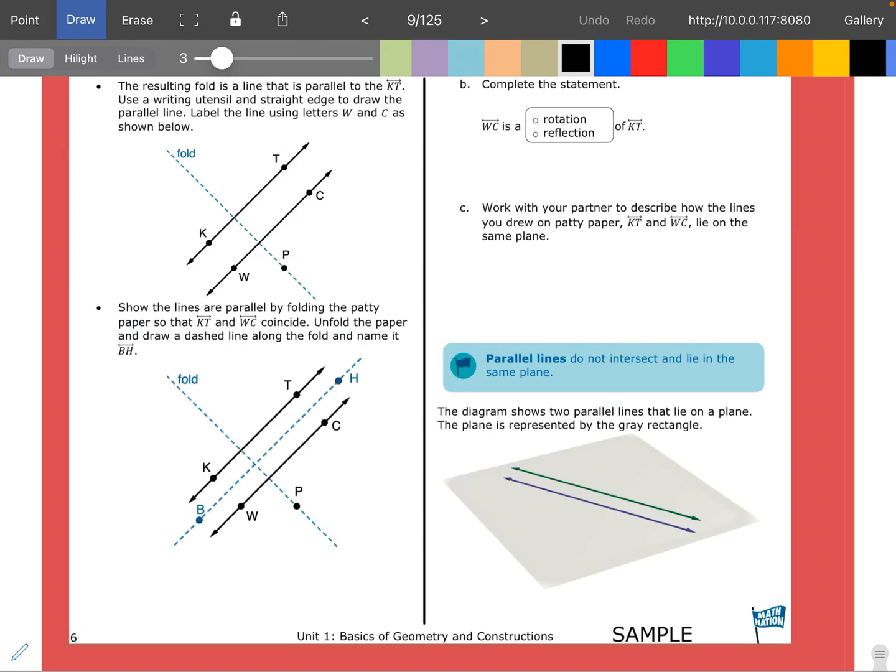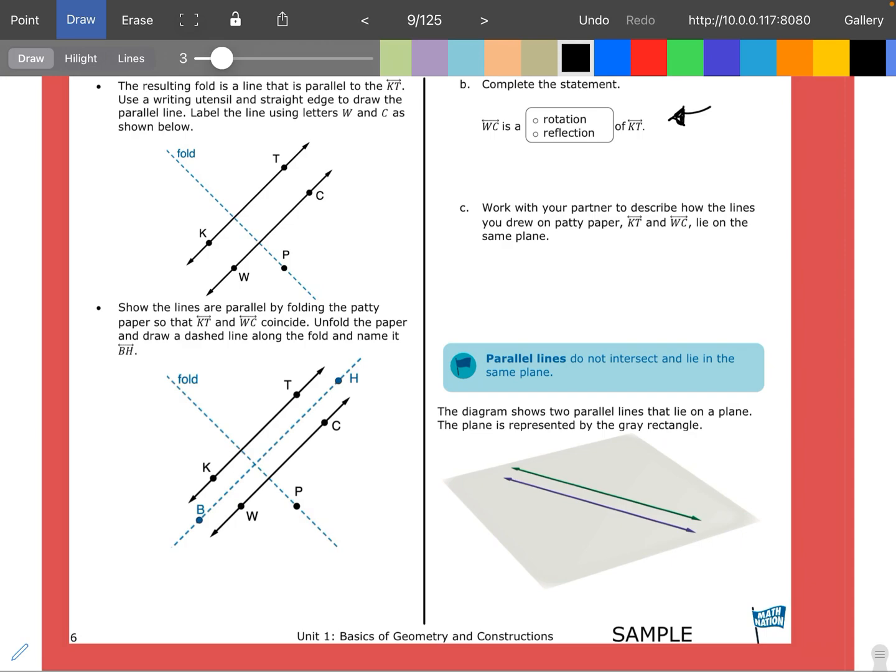Once you've done all of this, come back and check with me when you get to this question right here. That is not a very good drawing. Okay.